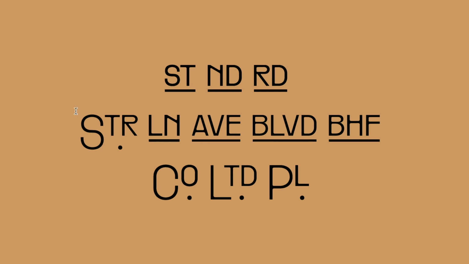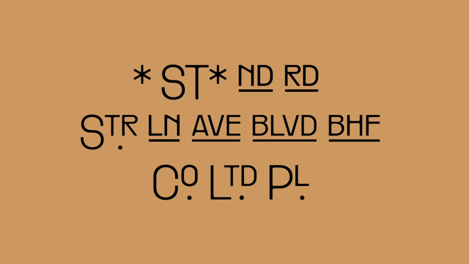You can easily access underlined abbreviations by typing an asterisk before and after these strings of letters and activating the contextual alternates parameter in the OpenType panel.